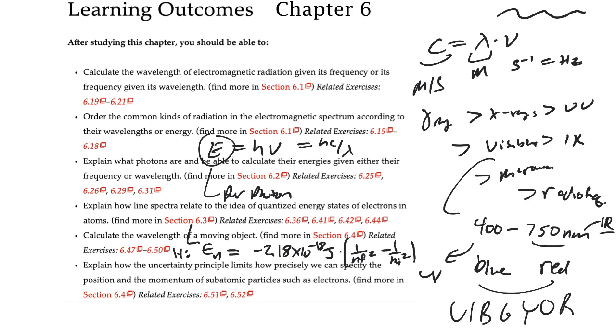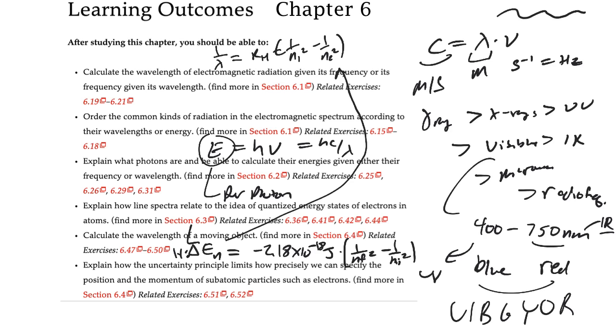And we could talk a fair bit about how this equation was derived. This is the equation for delta E for the hydrogen atom. It came from the Balmer-Rydberg equation, which was 1 over the wavelength equal to the Rydberg constant for hydrogen times 1 over n1 squared minus 1 over n2 squared. And this was an empirical relationship that they found.